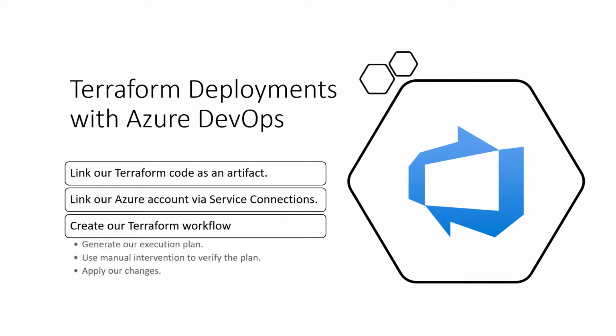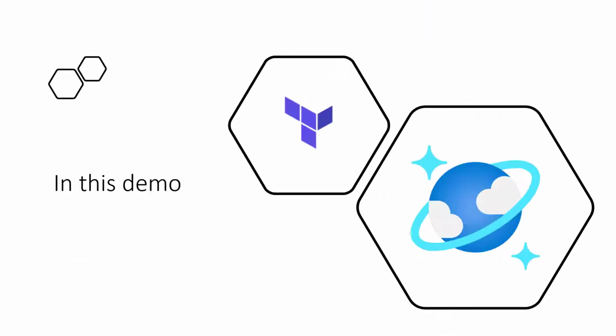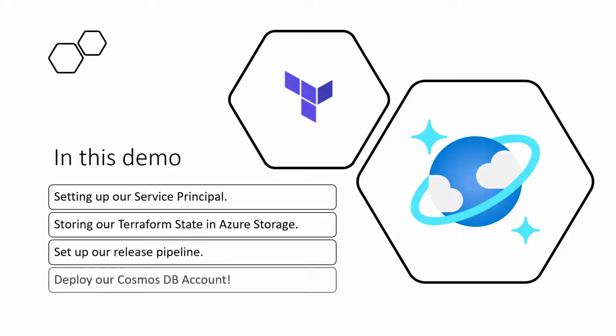Now, to help manage our Terraform deployments, we can use Azure DevOps, which provides release management capabilities. With Azure DevOps, we can build release pipelines that can deploy our Terraform configuration to Azure. We can host our Terraform code on either Azure Repos or GitHub and use Azure Pipelines to create our Terraform workflow as a release pipeline to manage and deploy our infrastructure to Azure. And that's what we're going to do in this upcoming demo.